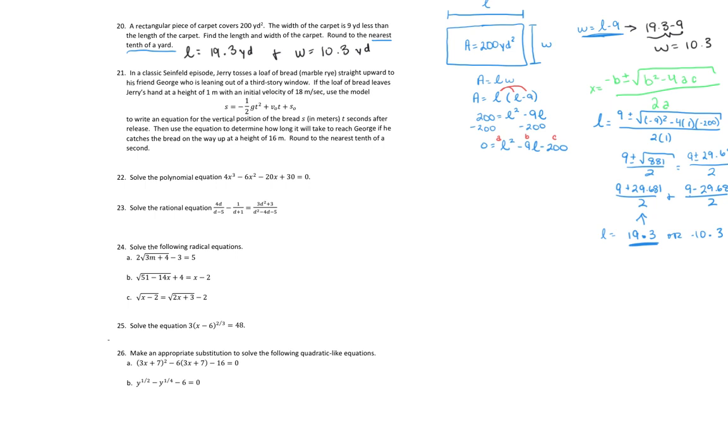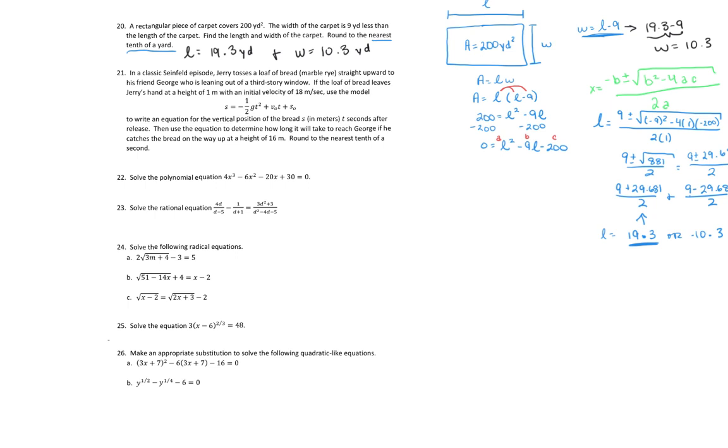Alrighty, now on to number 21. It says, in a classic Seinfeld episode, Jerry tosses a loaf of bread, marble rye, straight upward to his friend George, who is leaning out of a third-story window.